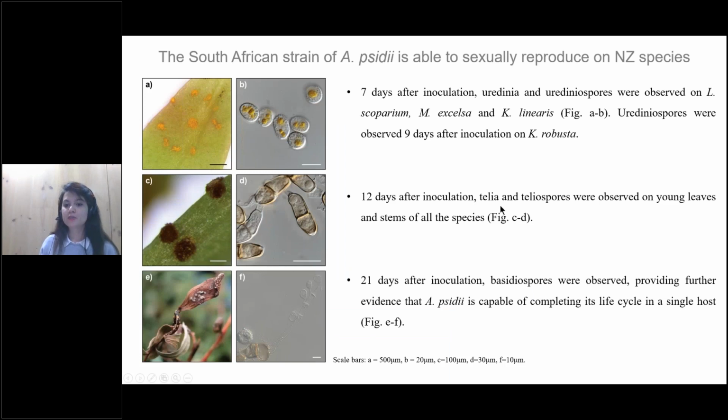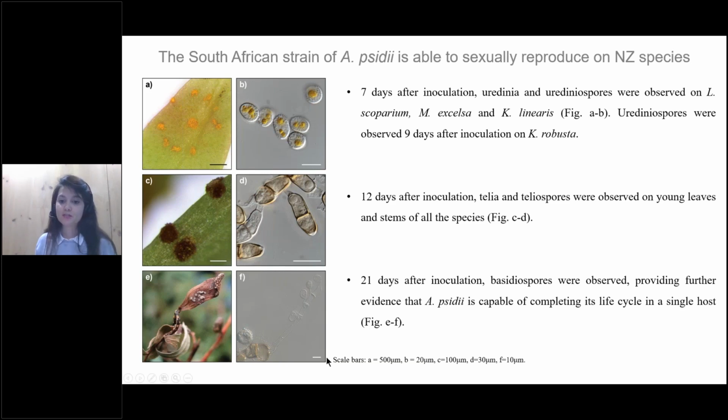Another finding from this work comprises the timing of when particular types of spores were seen on each of the species. So the yellow type of spores were observed at 7 days after inoculation on Leptospermum scoparium, on Metrosideros excelsa, and on Kunzea linearis. The spores were observed a little bit later, at 9 days after inoculation, on Kunzea robusta.